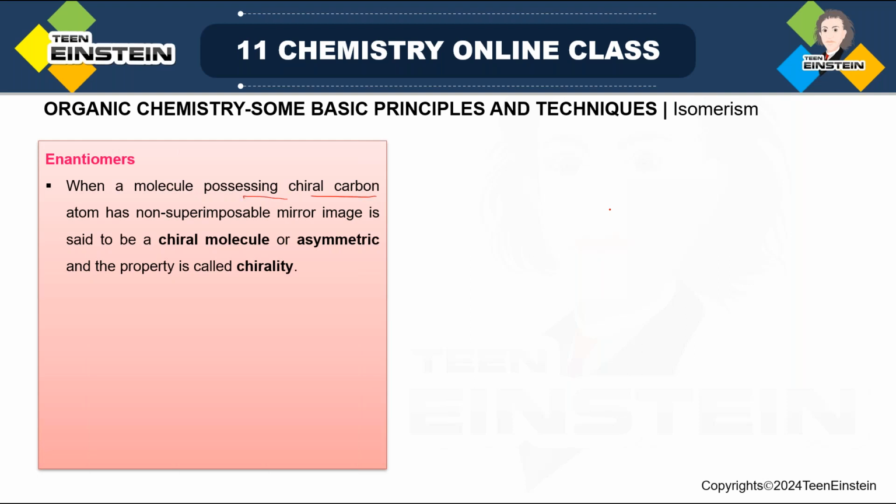So when there is a chiral carbon, and not just a chiral carbon, it has to have a non-superimposable mirror image. Then only we can say that the molecule is a chiral molecule or asymmetric molecule. And the property which we are getting because of the presence of chiral carbon and non-superimposable mirror image is called chirality. Fine. So these are the criteria. If they are present, then only we can call the molecules enantiomers.